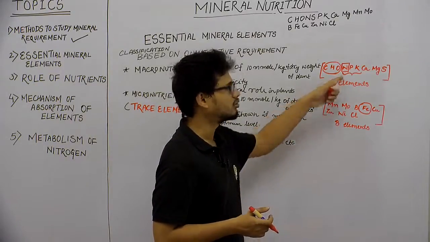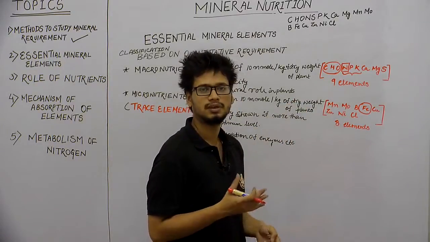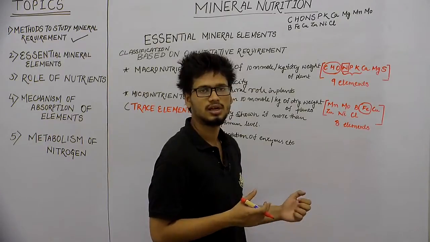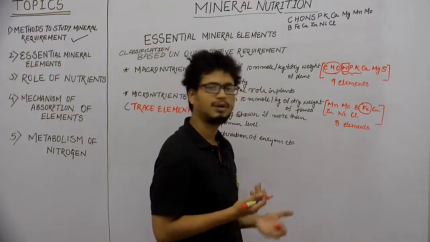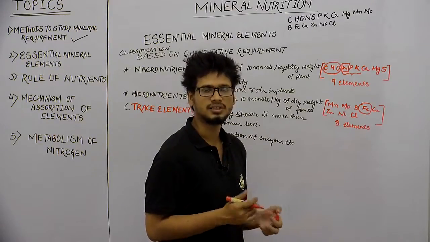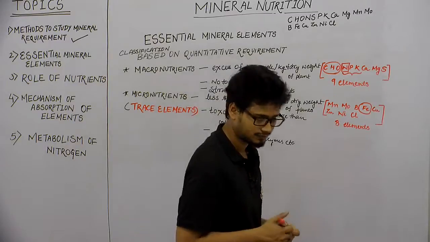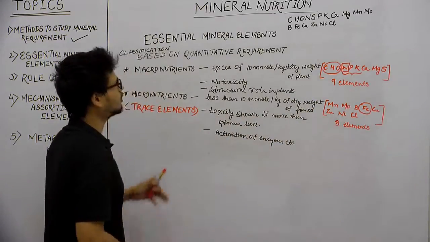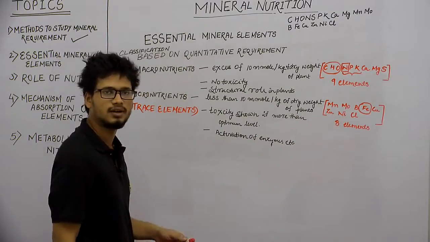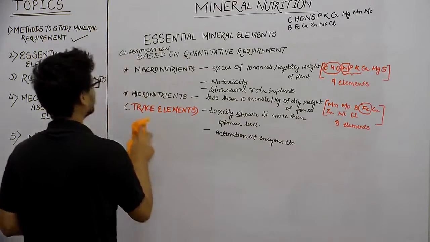So for nitrogen fulfillment, farmers usually use urea and other nitrogenous derivatives, so that the growth of the plant is not retarded. So we have talked about the classification on the basis of quantitative requirement. We'll now talk of other parameters.